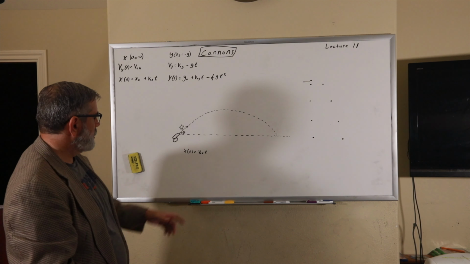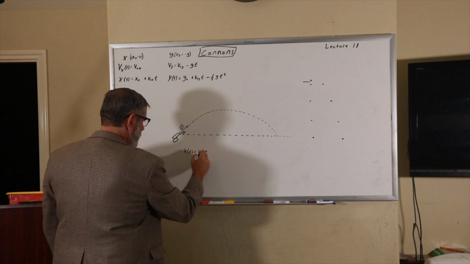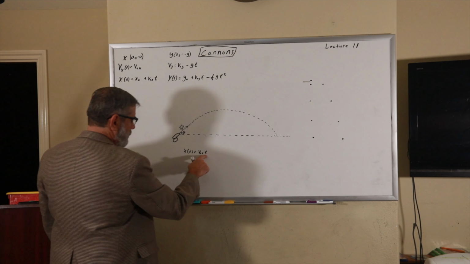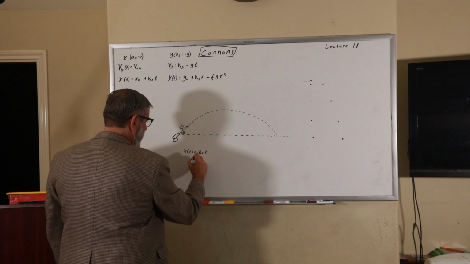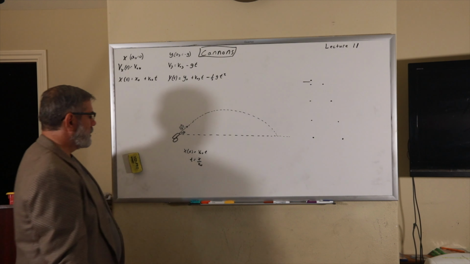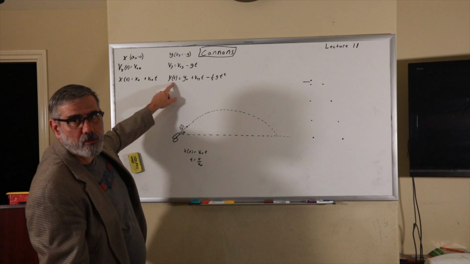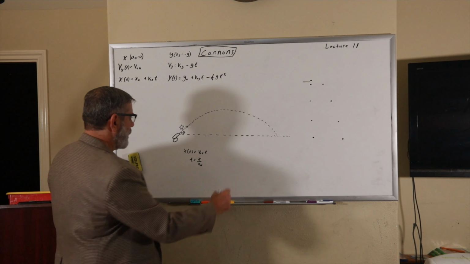Well, what is V naught X? What we can do here to show that this is actually a parabola is solve for time, so that I get that t is equal to x over v naught x. And I'm going to take that time value and substitute it into the equation for y. And so instead of y as a function of t, I'm going to get y as a function of x.